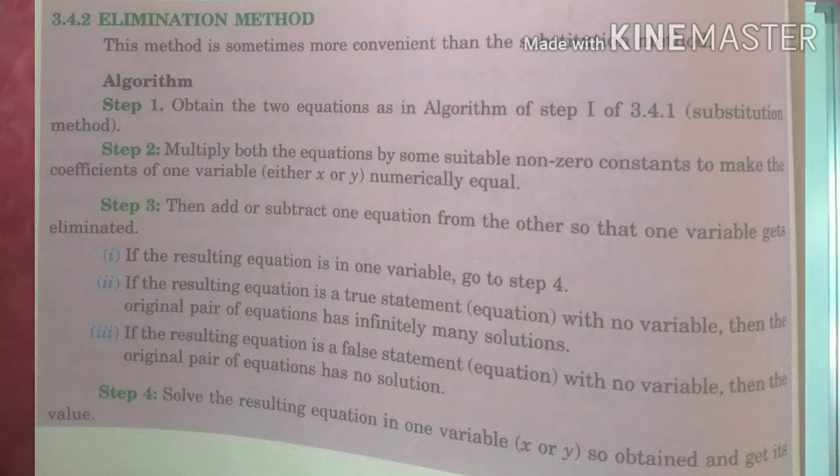If the signs of the coefficients are the same, then we have to do subtraction and eliminate that variable. If the sign is opposite, then add both the equations and eliminate the one variable. Whatever variable value we get, we have to substitute in the other equation. So in step 3, there are three cases.